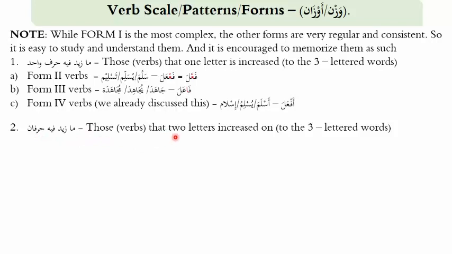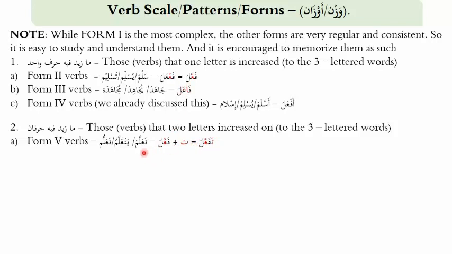Those verbs that have 2 letters increased on to the 3-letter word. So we have form 5 verbs, and these are all Roman numerals, and it is written like that, so that's why we are using it, because that's how the scholars had it. Now look at this. Tafa''ala. Notice here we have fa''ala as form 2, right? So for where 2 letters are added, we still have an ayn added. So we bring down the fa''ala here and we add ta. So it becomes tafa''ala. So tafa''ala is equal to ta plus fa''ala.